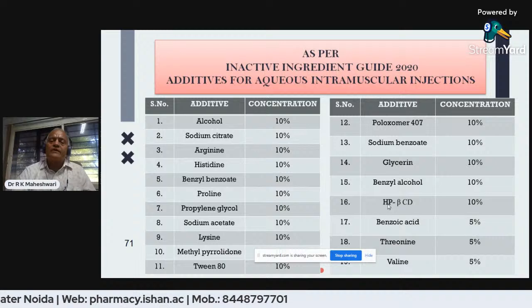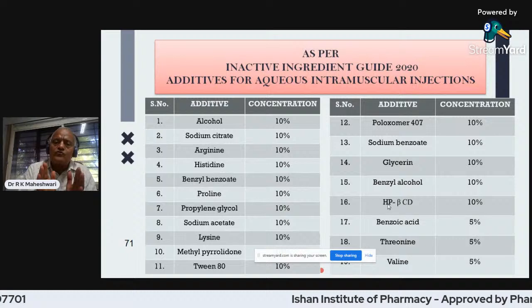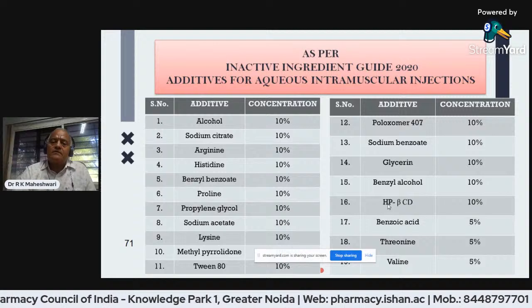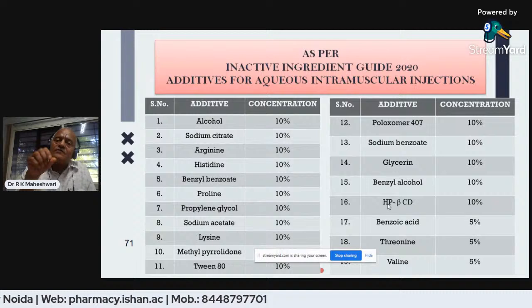So particularly for aqueous intramuscular injections, these are the additives or excipients which can be employed safely. Safely means without their toxic effect. Now you see number two is sodium citrate, 10%. It means up to 10% sodium citrate can nicely be employed in intramuscular aqueous injections of drugs.